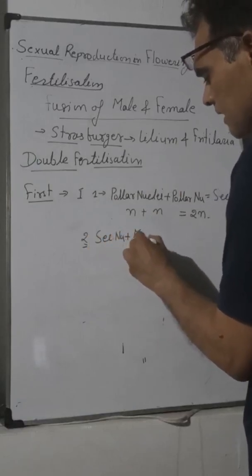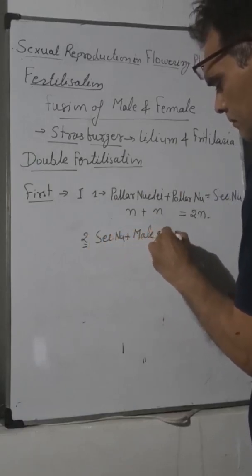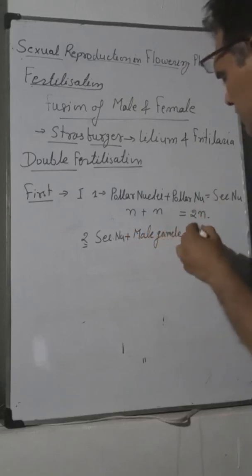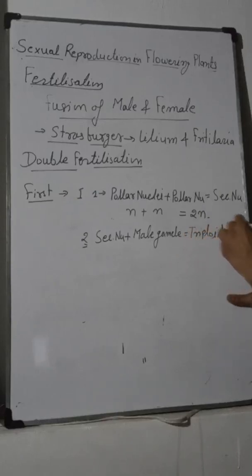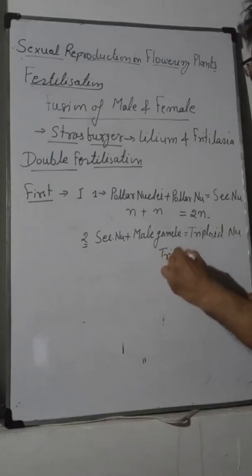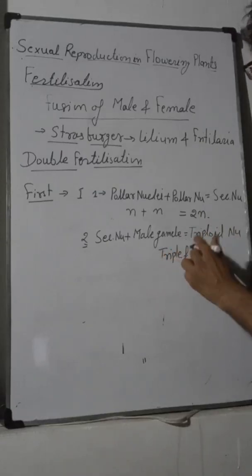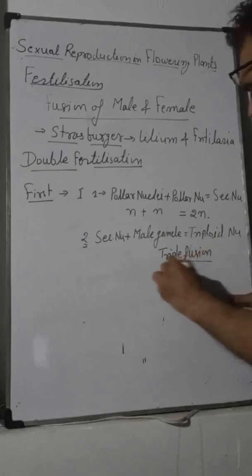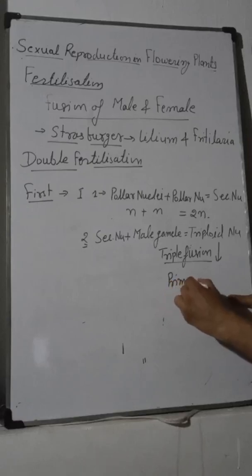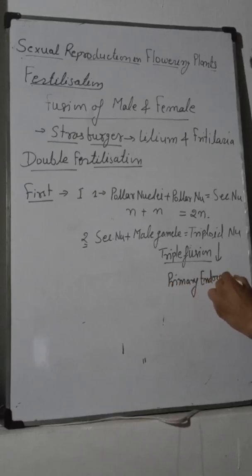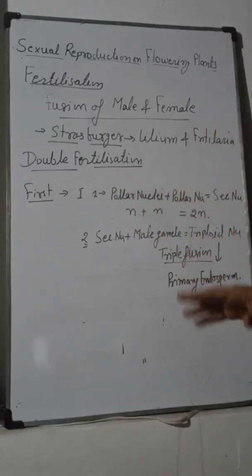plus the first male gamete fertilized together to form a triploid nucleus. This process is known as triple fusion. And this triploid nucleus will form the primary endosperm. So this is the first fertilization.